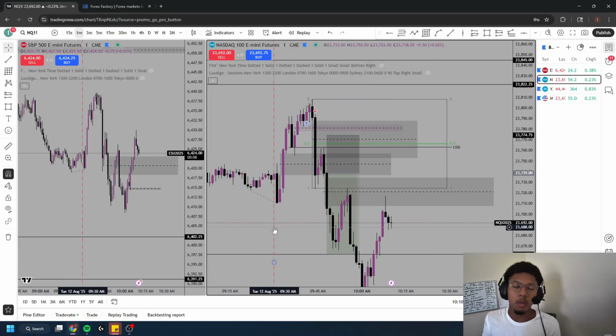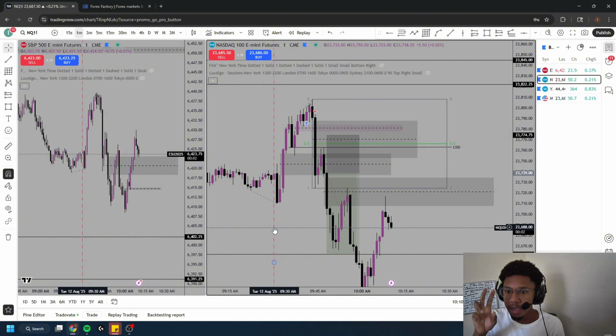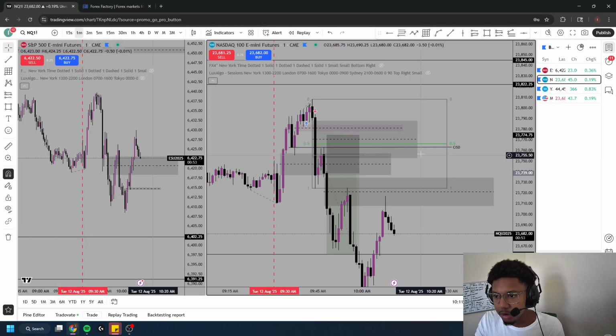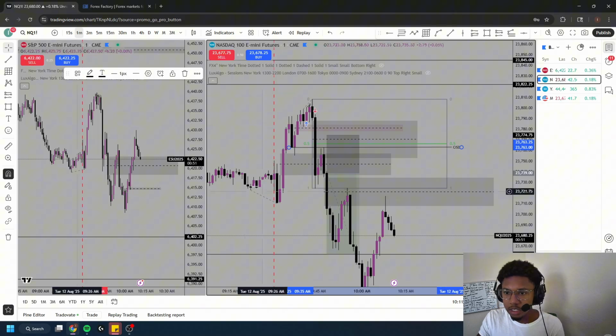We didn't have our inversion, we didn't have a breaker block respecting, we didn't have equilibrium at all. It was just an internal SMT, then a 1 minute imbalance, then barely even a change in the state, right? So we got that. So this trade was already rushed.